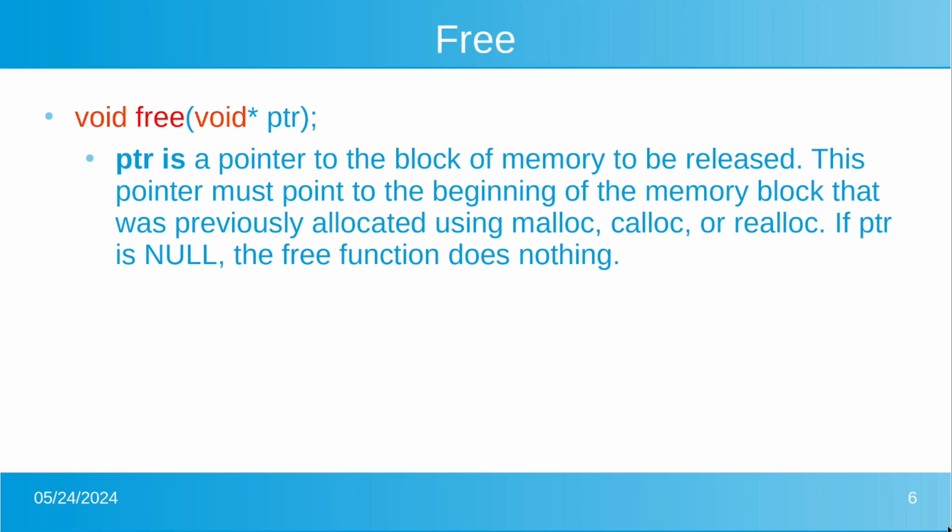Free is used to deallocate memory that was previously allocated by malloc, calloc, or realloc. It helps in preventing memory leaks by releasing memory that is no longer needed. A good practice is to set the pointer to null after freeing it to avoid dangling pointers.